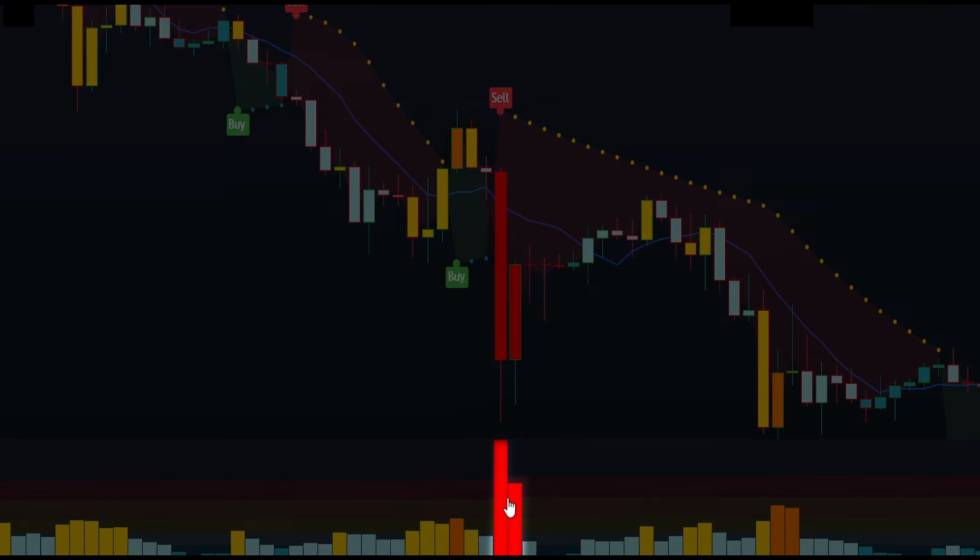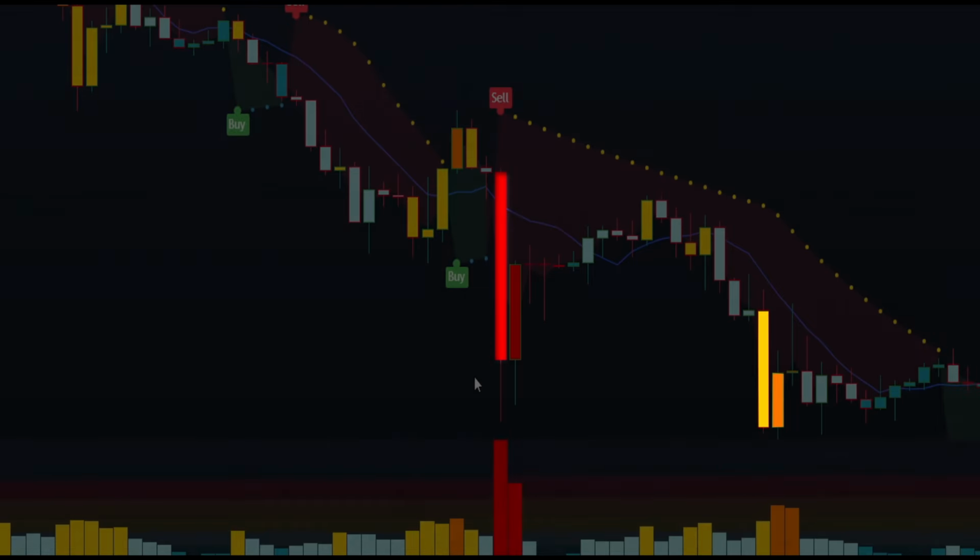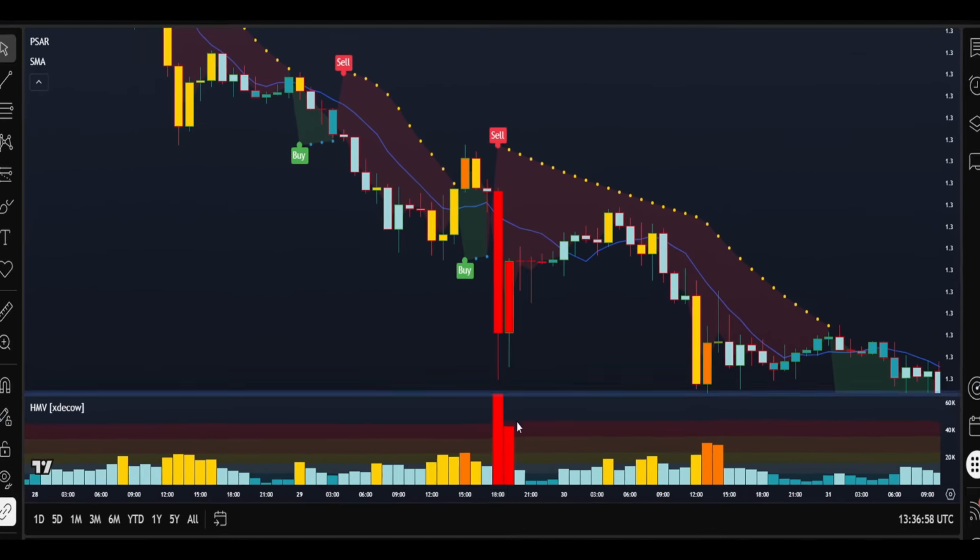Reading rule. Red means extra high volume, orange is high, yellow is medium, light blue is normal. We only trade when the candle is yellow, orange, or red. If it's light blue, we stand down.